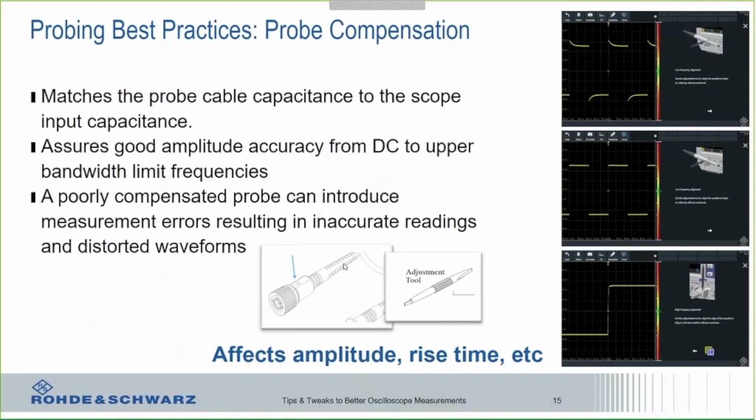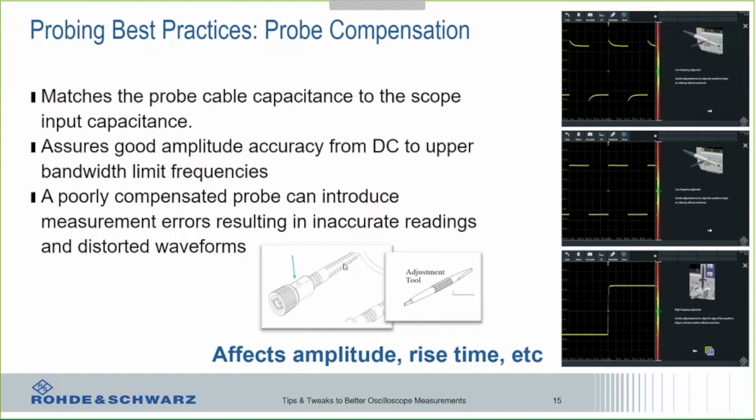So passive probes, another key thing that you need to do with them is you want to make sure that you're compensating them. And again, you probably compensate your probes when you first get them with your scope, and that is absolutely the right thing to do. But again, if you're like me, you might be grabbing a scope and some probes out of a drawer. And more than likely, the passive probes are going to work with your scope, but you need to adjust them to make sure that you're getting the most accurate measurement. And so probe compensation assures that you're getting good amplitude accuracy from DC to the upper bandwidth limit frequencies of the probe. And if you don't compensate it, it can affect things like amplitude and rise time.